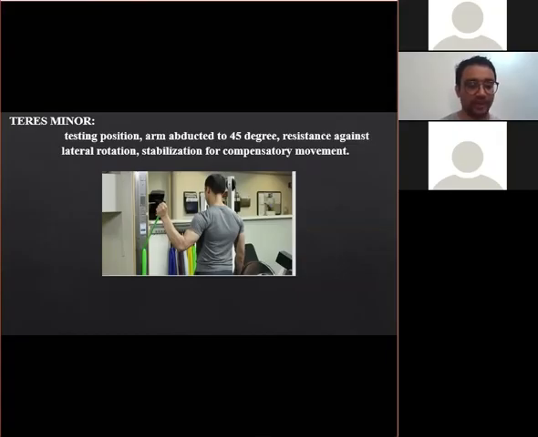Teres minor is totally fine. There is no problem in the teres minor, normal. Ratuja, Mansi, Joseph, Joe, Damini, normal, excellent. So there is no problem in the muscle. Next likely scenario. Muscle is strong, but there is some pain.